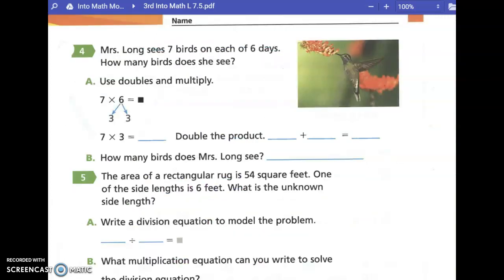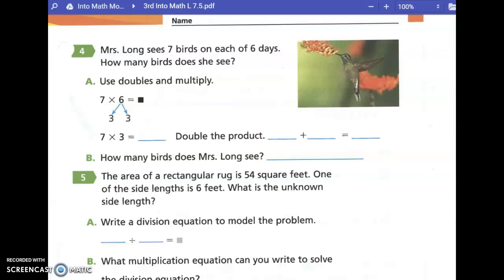Here we are on page 193. Mrs. Long sees 7 birds each day for 6 days. How many birds does she see? Use doubles to multiply. We didn't mention this strategy earlier. They take the distributive property and they make the 6 into what? 3 and 3, because 3 plus 3 makes 6. So what is 7 times 3?